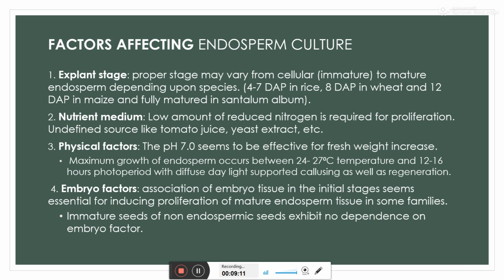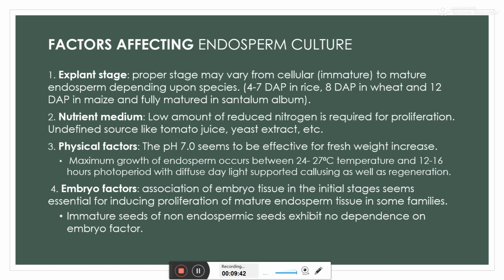Now, finally, we are coming to the factors affecting endosperm culture. Mainly there are four factors that affect endosperm culture: the explant stage or the age of the explant, next is the nutrient medium, third is physical factors like temperature, pH, etc., and the fourth one is embryo factors. So let us look at them one by one. First one is explant stage.